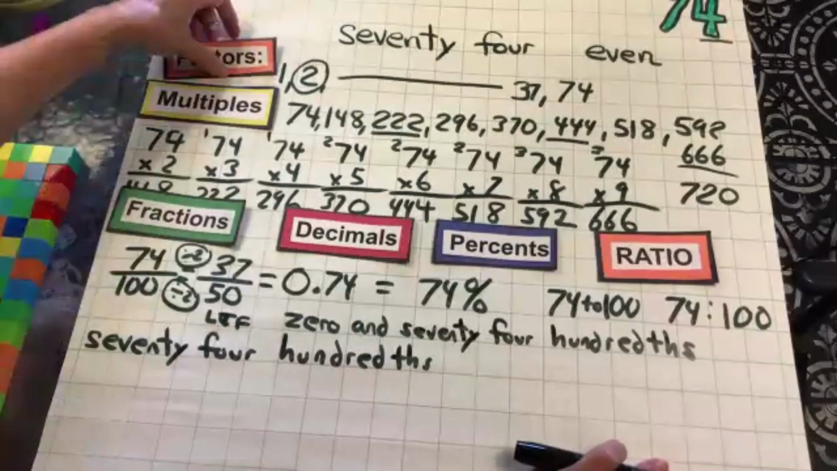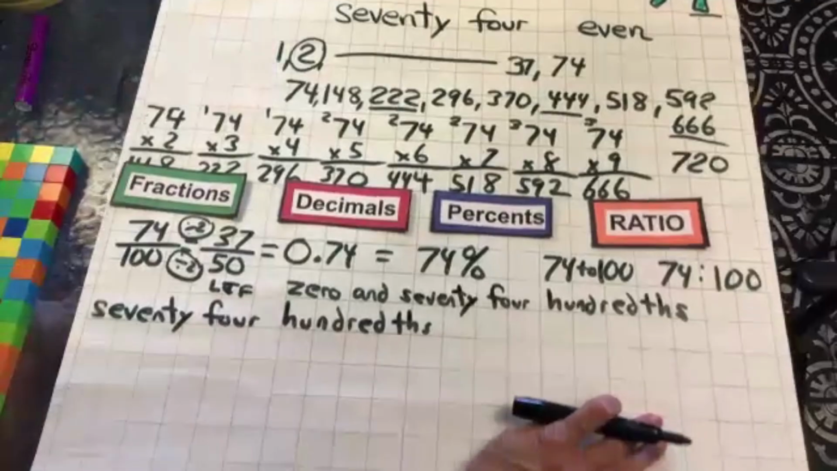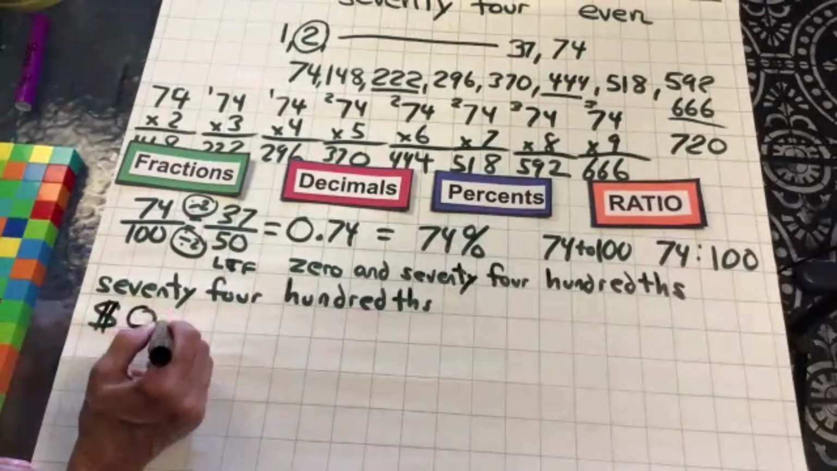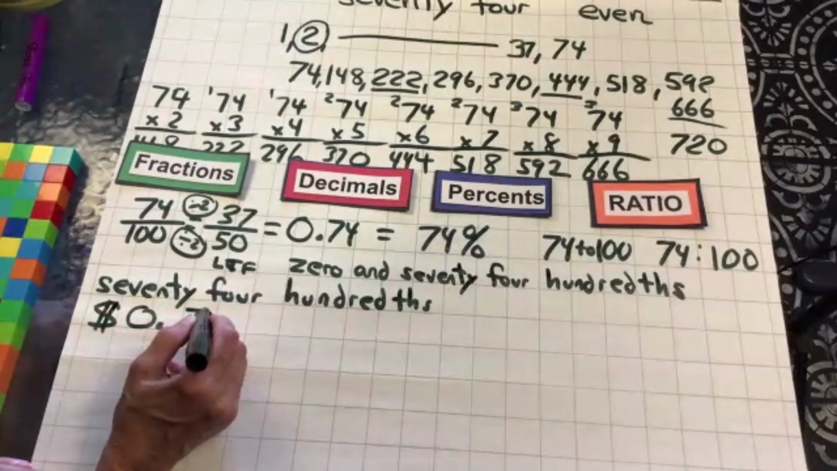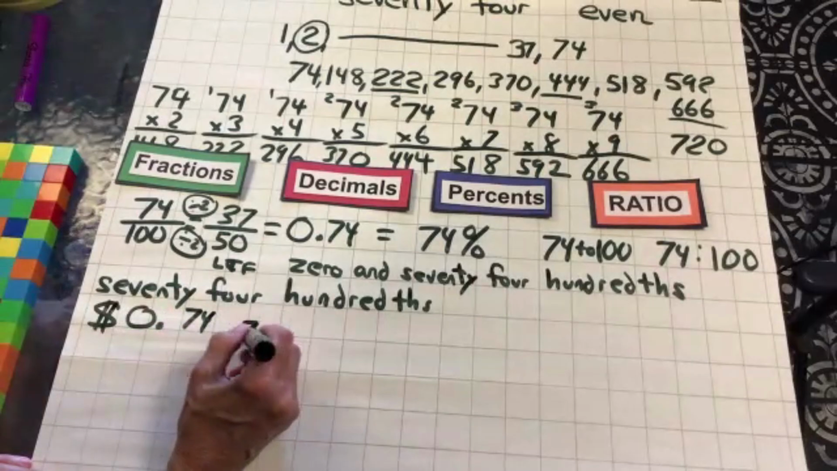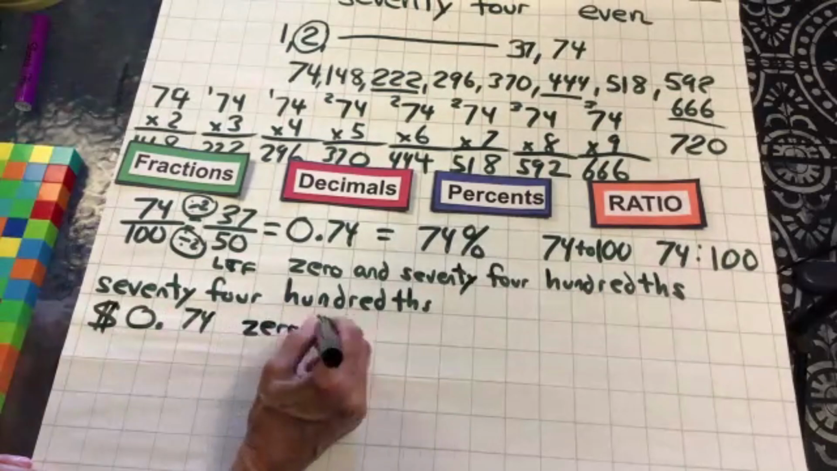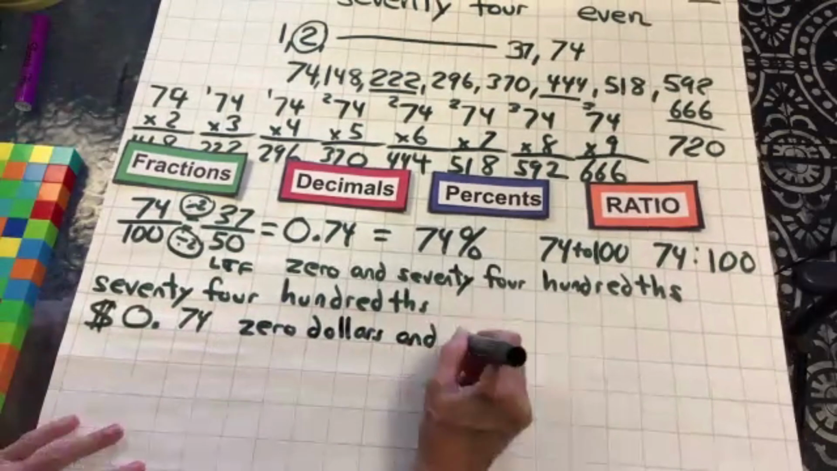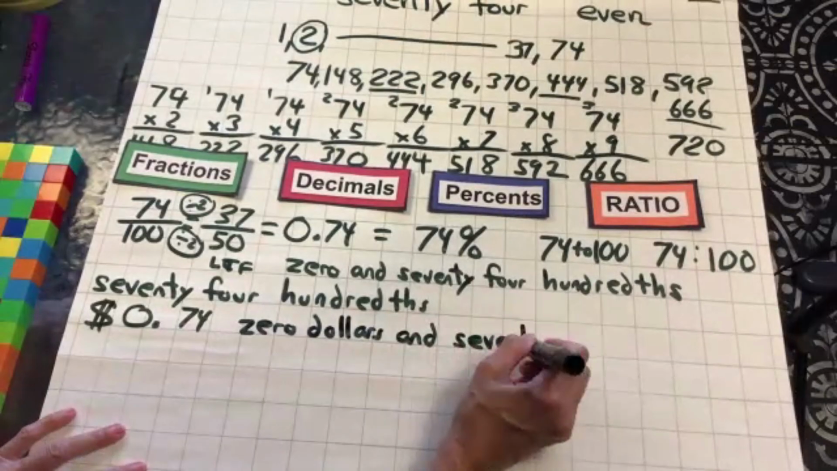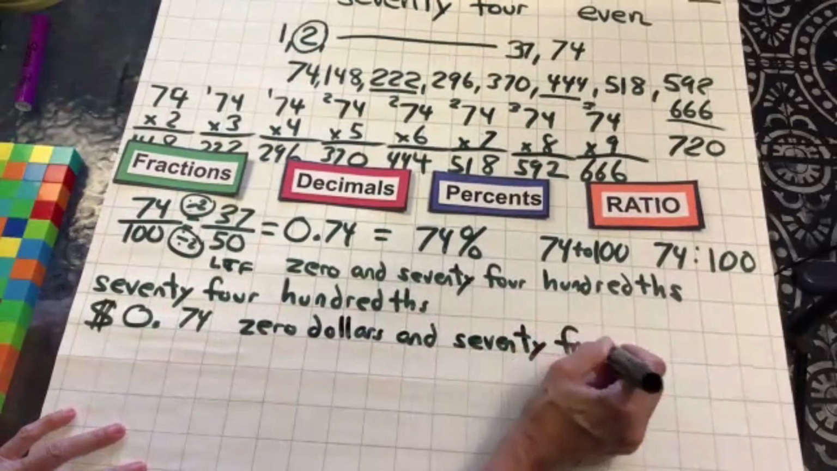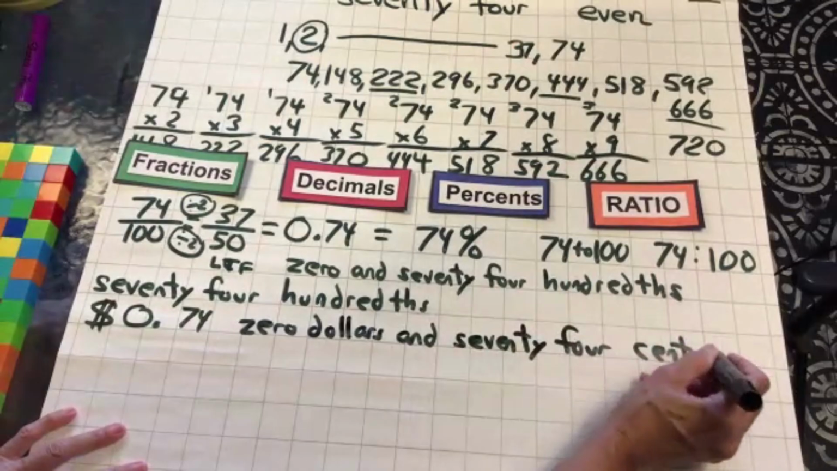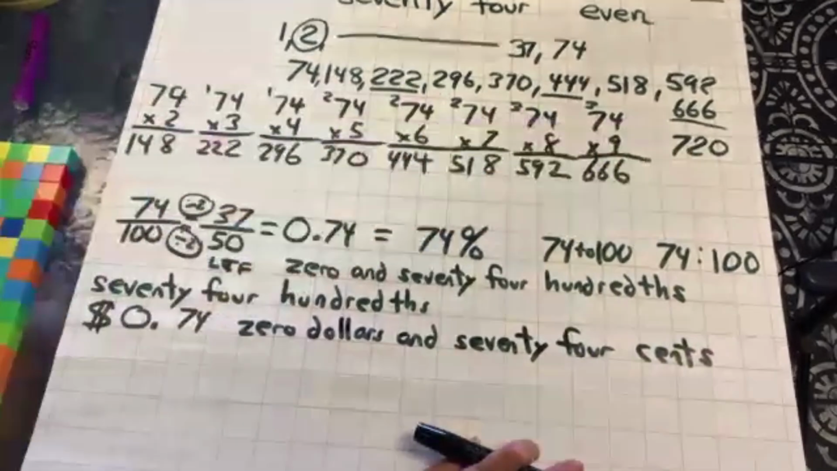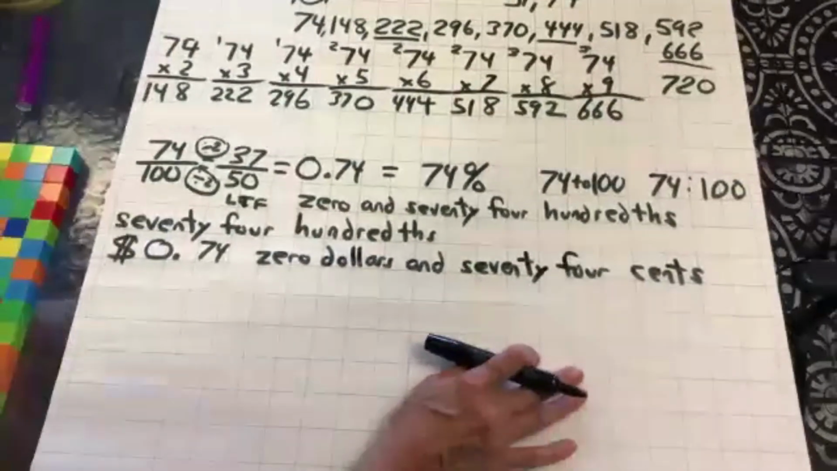All right, and then moving along, we do it in dollar sign. We just put a dollar sign in front of our decimal. And then we say $0 and 74 cents. All right, looking good. To take those off and move on to area and perimeter.